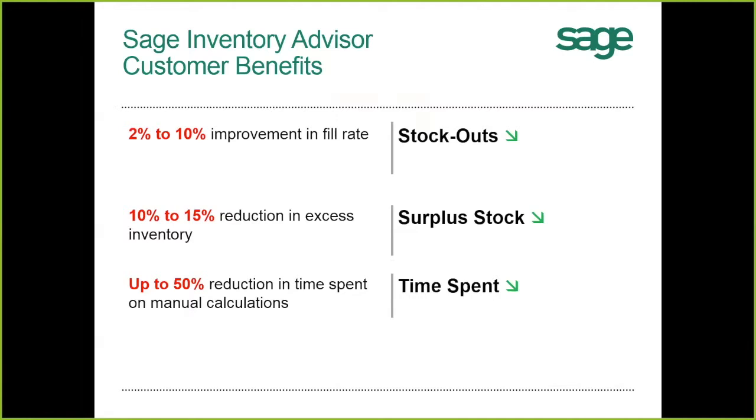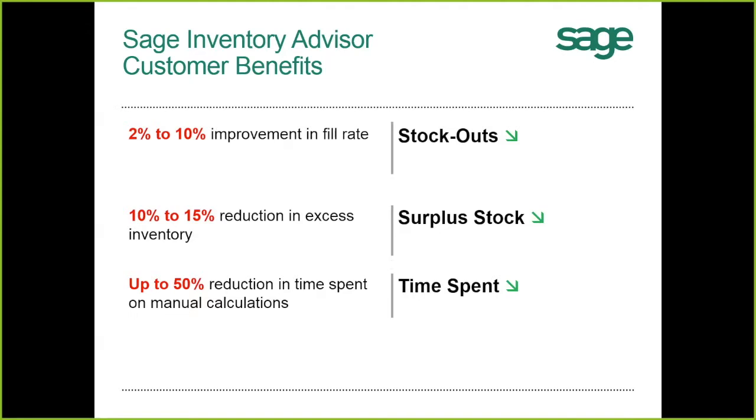And what most of our customers tell us when they turn this on is of their existing inventory, typically 2 to 10% of that inventory is in some kind of a stocked out status. Either you're out of an item or about to run out of an item, which could impact customer service or sales. 10 to 15% of existing inventory is in some kind of a surplus or excess status, where you have more inventory than you need and money tied up in working capital that could be used for other things.